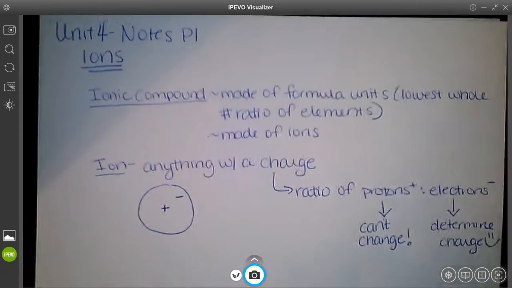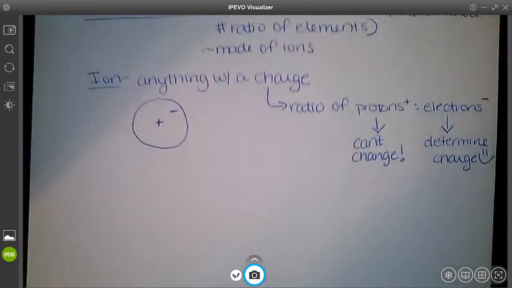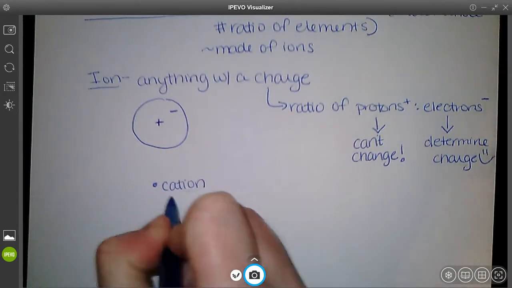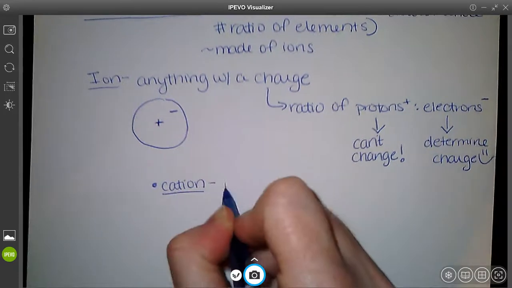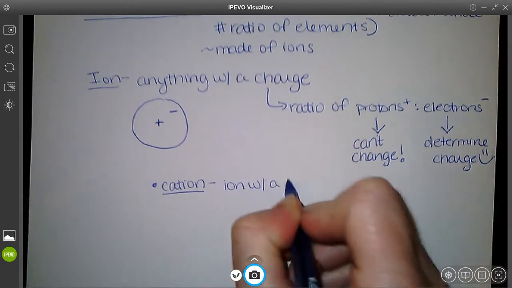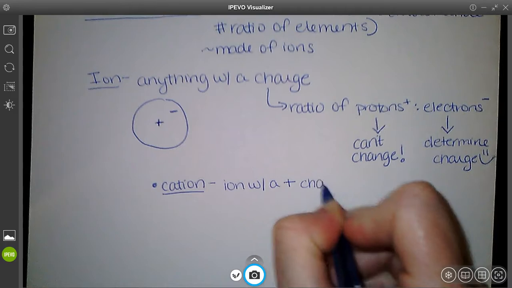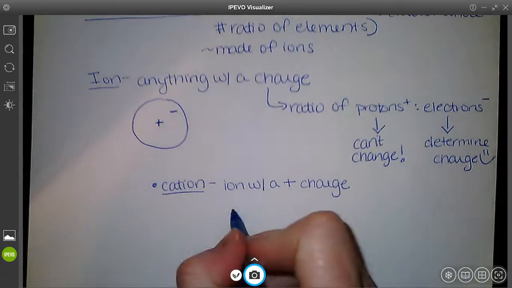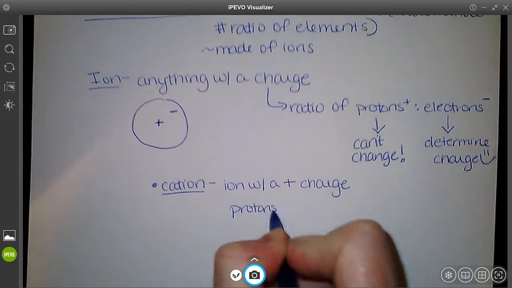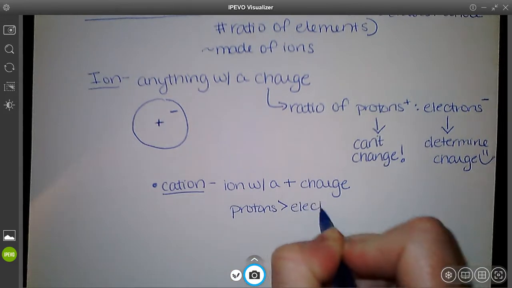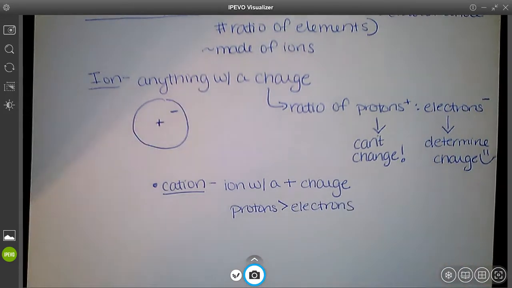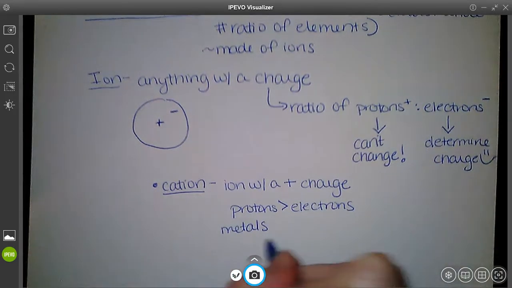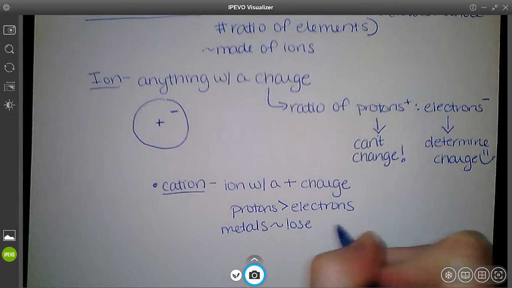All right, so there are two types of ions. The first is a cation, and this is an ion with a positive charge. A positive charge comes from having more protons than electrons. These are generally going to be metals because metals tend to lose electrons.